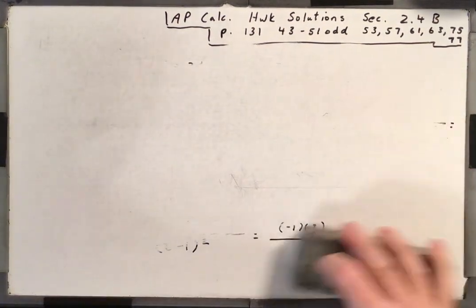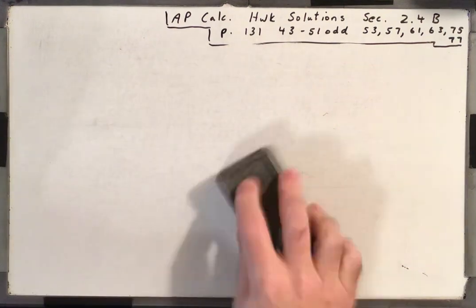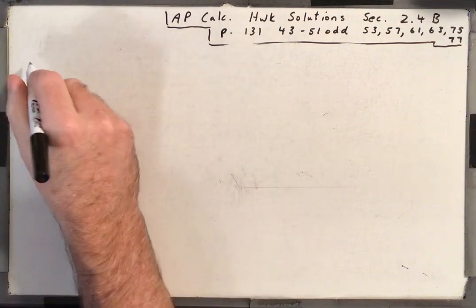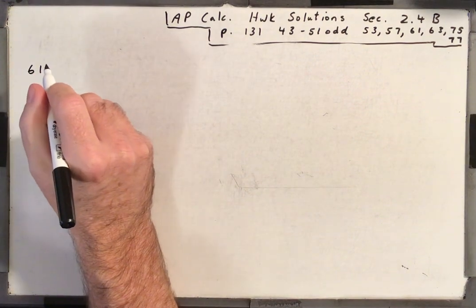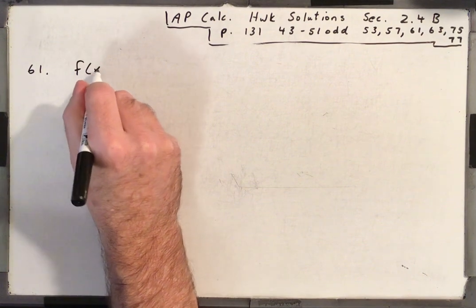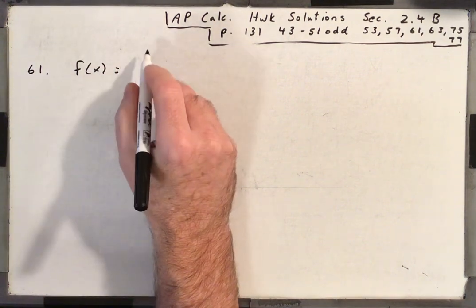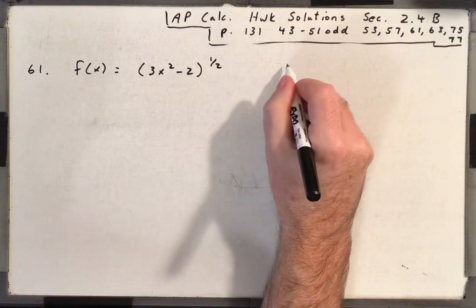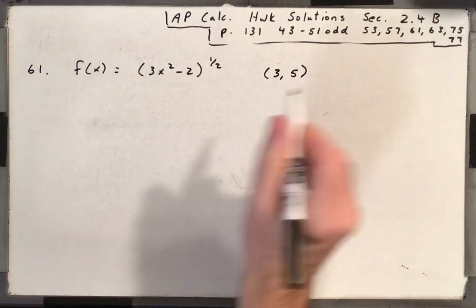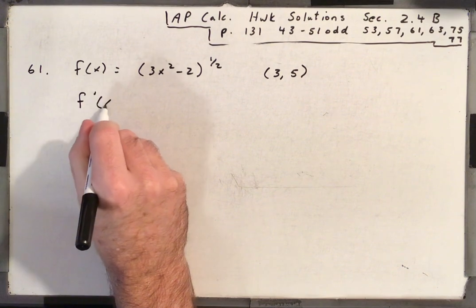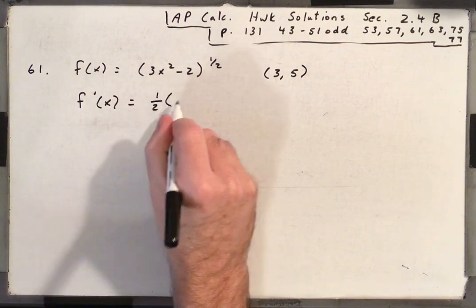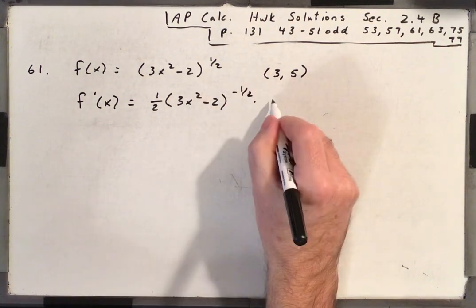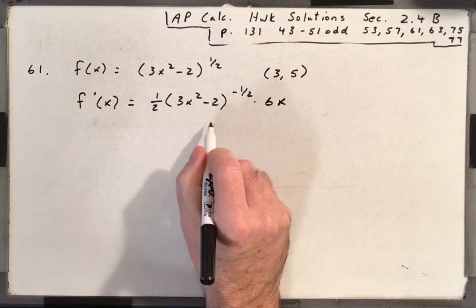Okay, we're moving along pretty good here. Got to do the tangent line equation for the next two, so number 61. So these are really good review problems for the test. We've got f of x, and I'm going to go ahead and write this as 3x squared minus 2 to the 1/2 power, and we're at the point 3, 5. Right, so f prime of x is equal to 1/2 times 3x squared minus 2 to the minus 1/2, and then don't forget the block, so times 6x, the derivative of the block.